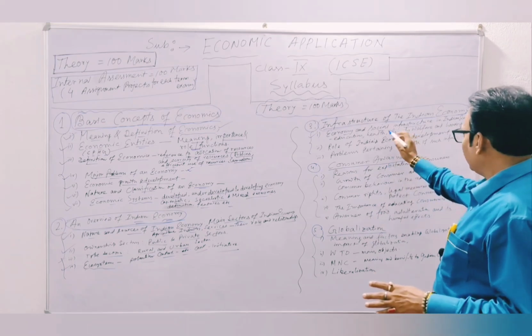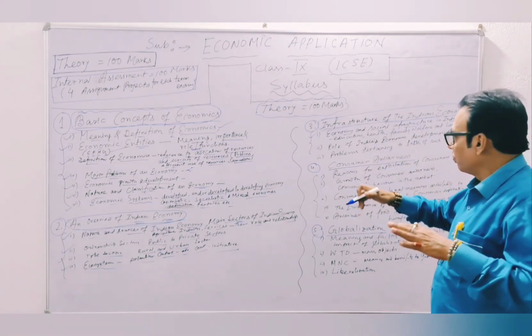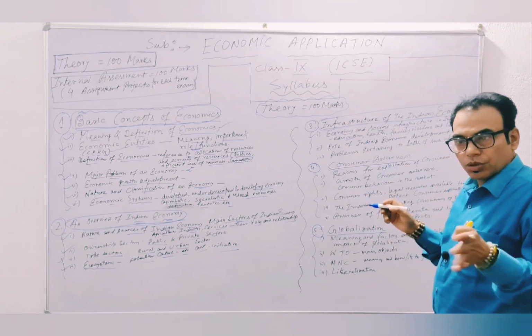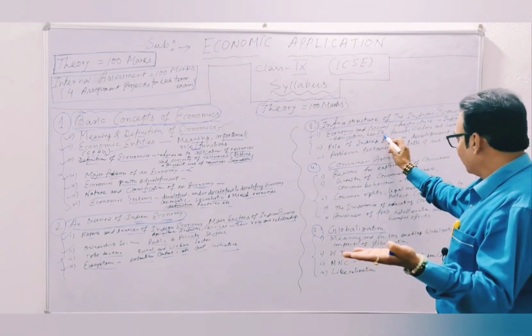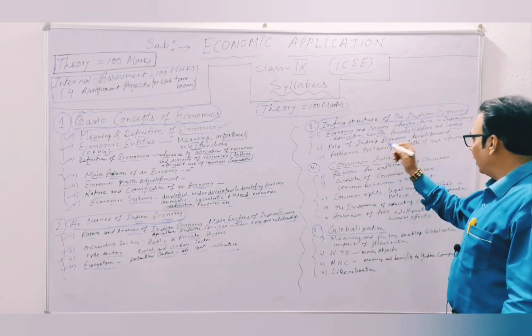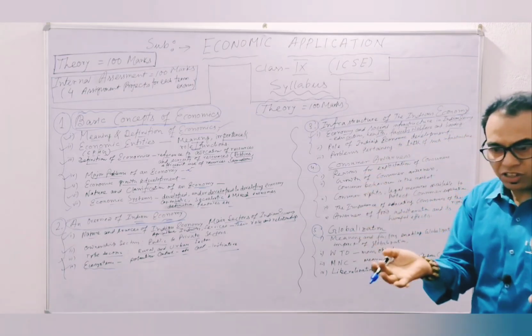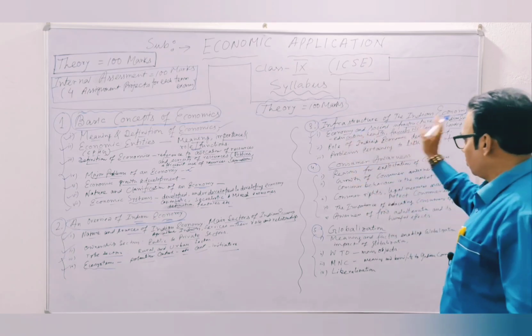Economic infrastructure and the social infrastructure of the Indian economy. In the Indian economic situation, what is the education system, the health system, family welfare, and housing. Education, health, family welfare, housing. These are all social infrastructure, and the economic infrastructure we will discuss here.